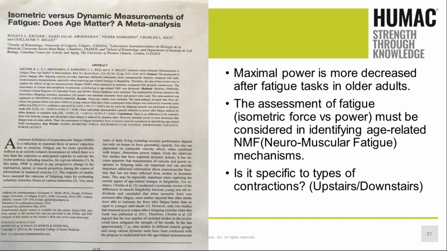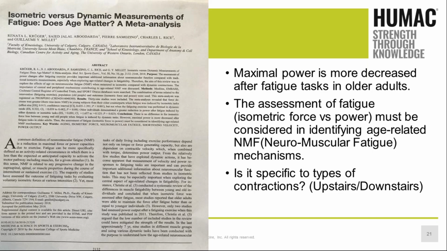So when we look at a meta-analysis measuring isometric versus dynamic measurements of fatigue, does age matter? Really what they looked at is maximum power is more decreased after a fatiguing task in older adults. And the assessment of fatigue, meaning isometric just force one time versus power. So again, remember force is a physics problem. Force equals mass times acceleration. We then go into work, so it's really force over distance, and then power is work over time.